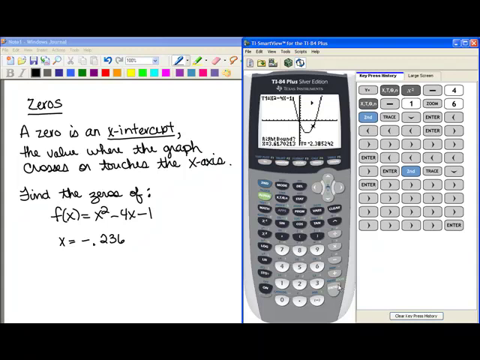Press enter. Now move the cursor to the right, and that'll be up above the axis. Press enter here. The numbers at the bottom don't matter again. And then I'll move the cursor down for the guess, and the guess will be right about there. Press enter. So the other zero that this function has is 4.236.